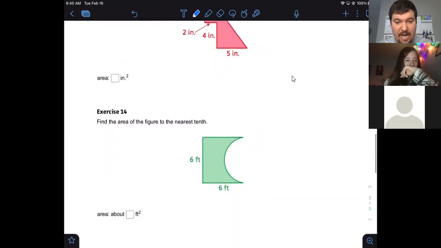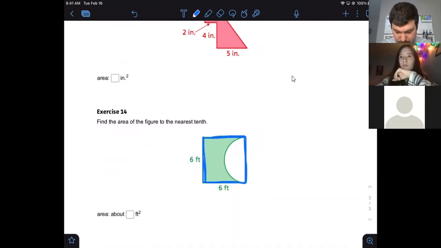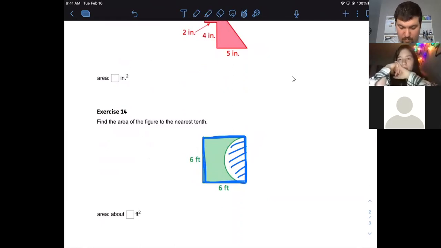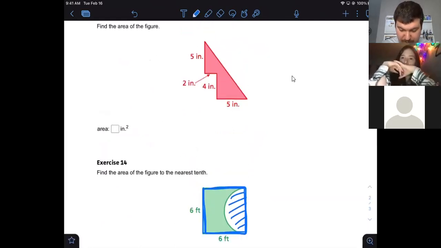And then for this little guy here, what kind of shape would this be? What kind of shape am I outlining? A square, yeah, that's a square. So just find the area of a square and then subtract out the area of a semicircle. Okay, so that's what you would do for this one. Just like here, we're finding the area of a triangle and subtracting out the area of that rectangle.